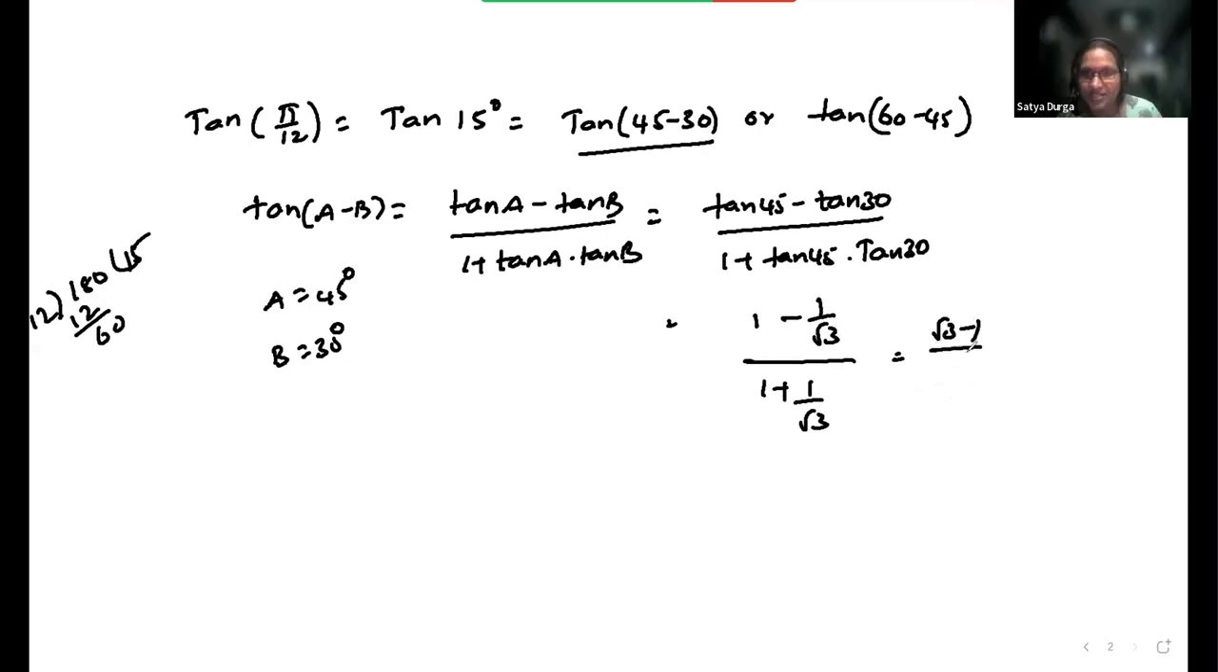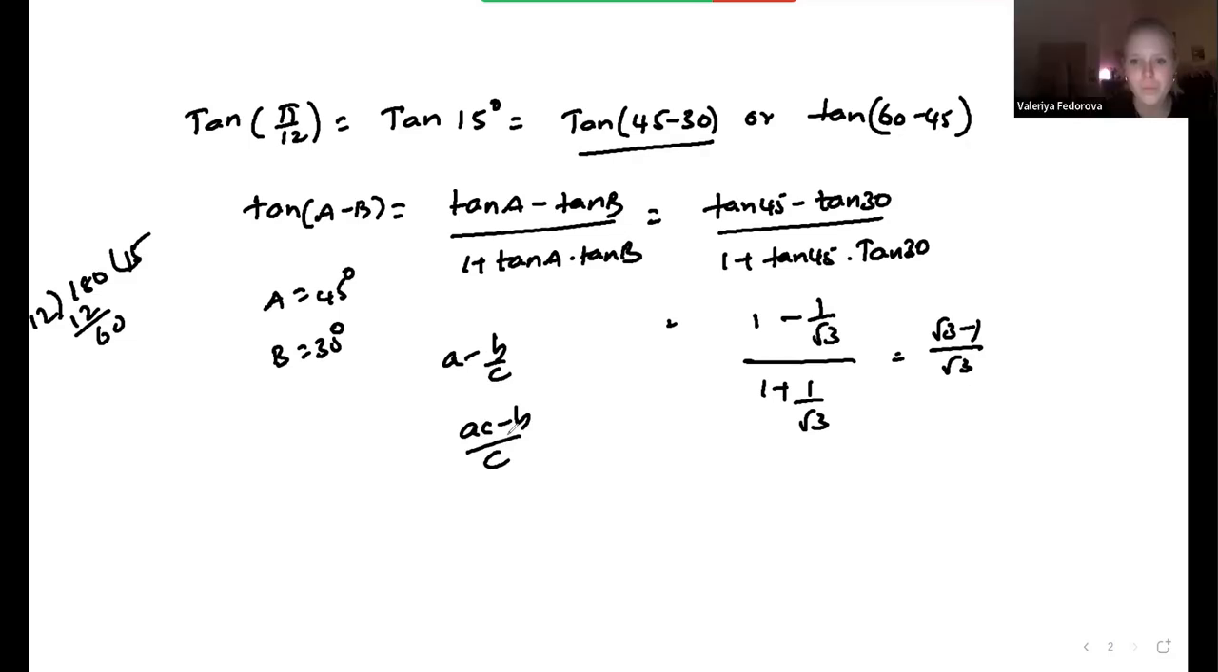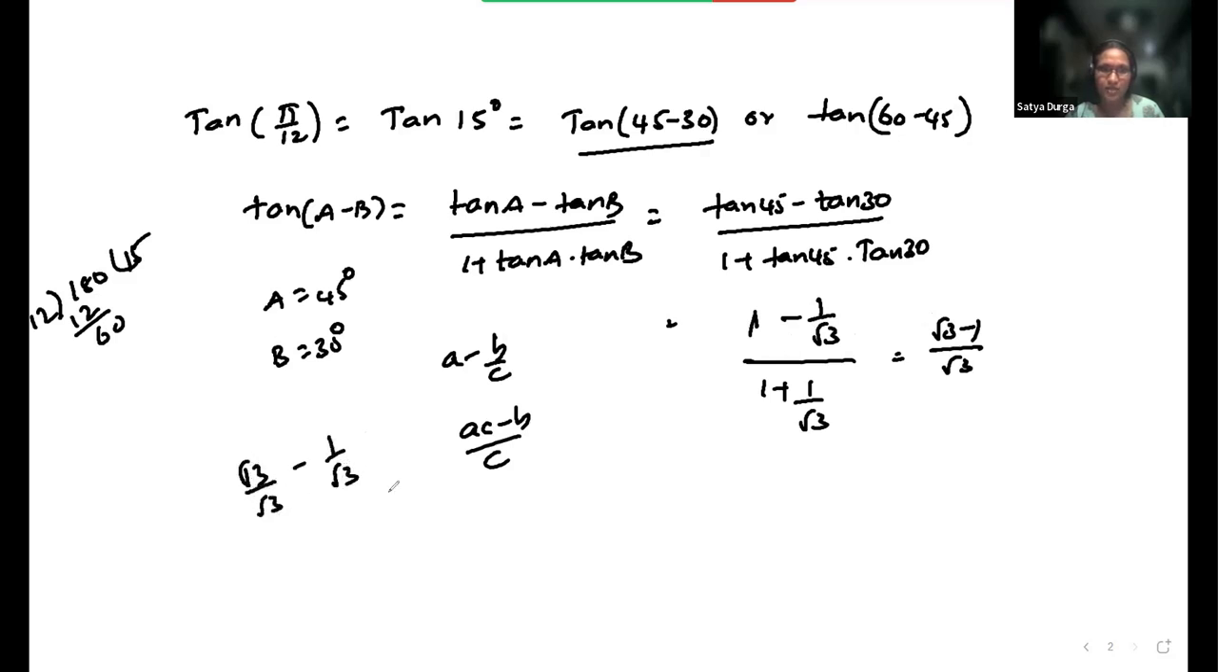Okay. Root 3 minus 1 by root 3. Agree? LCD, you are taking root 3. So you will get root 3 minus 1 by root 3. Correct? See, normally A minus B by C means how will you write? AC minus B by C. Now how will you do the fractional part? Root 3 times of 1 minus 1 by root 3. What is your LCD? Root 3, right? So you multiply by root 3, root 3 minus 1 by root 3. Denominator same. So you will write down root 3 minus 1. Understood? By this one is root 3 plus 1 by root 3.